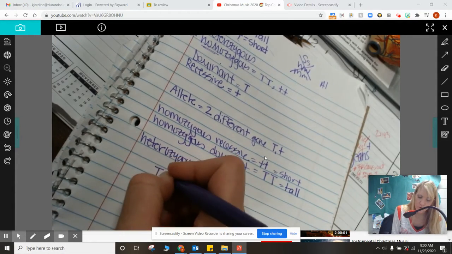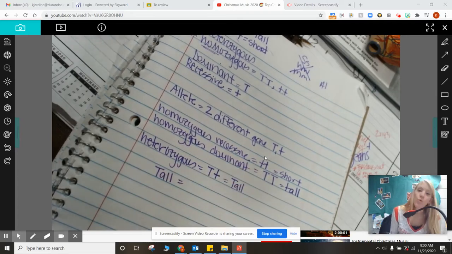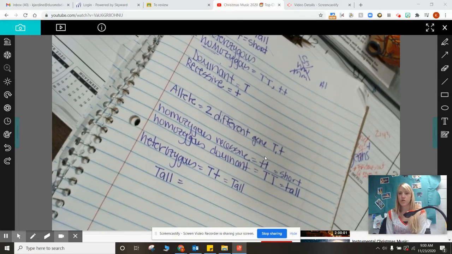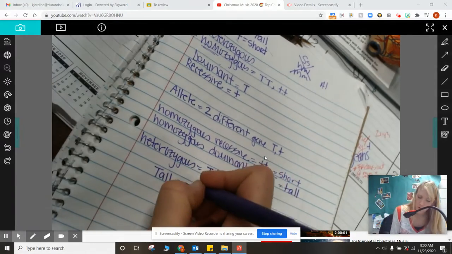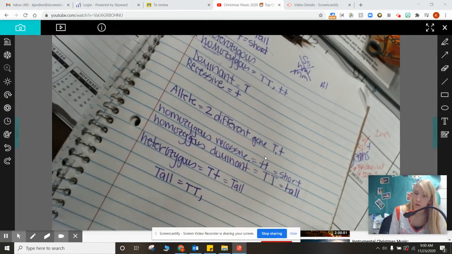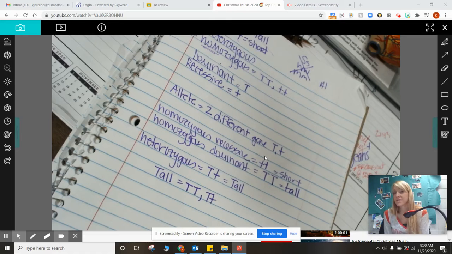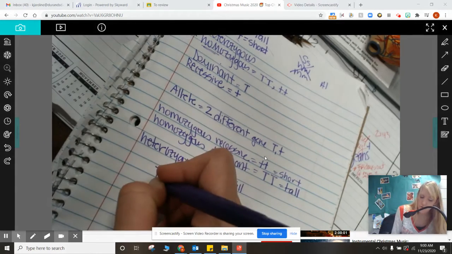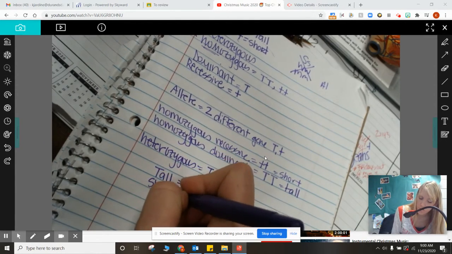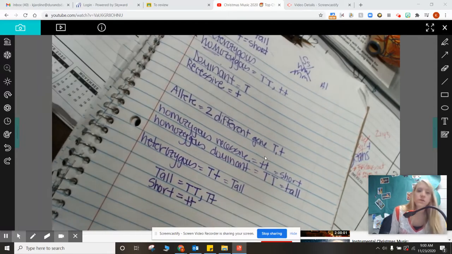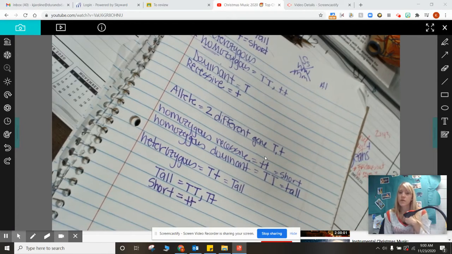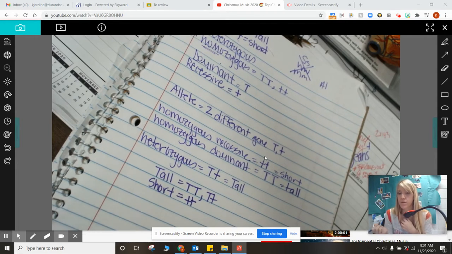All right, so let's review. The dominant trait is tall. What are the two ways that the dominant trait could show up? Big T, big T, or big T, little t. What is the only way the recessive trait, short, could show up? Little t, little t. Okay? So review that if that doesn't make sense before we go on to monohybrid crosses.